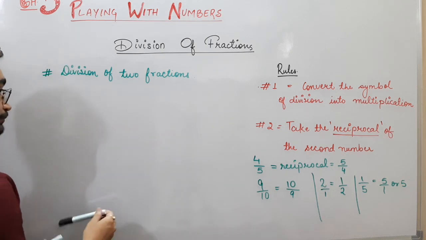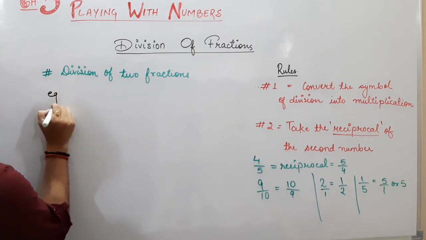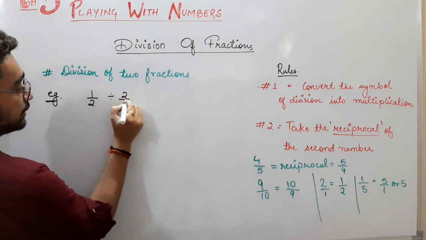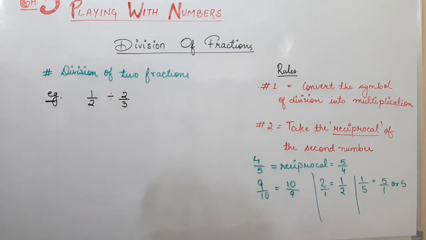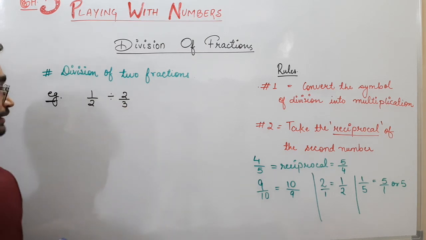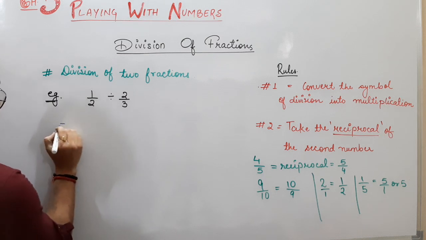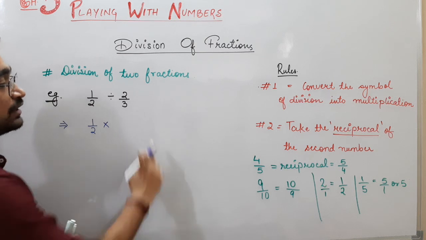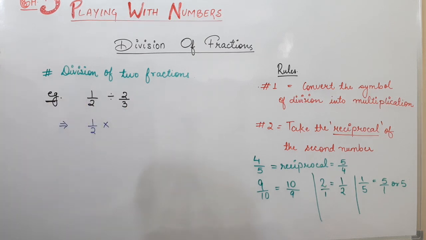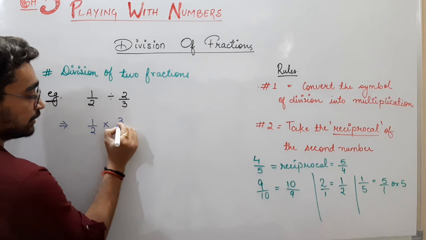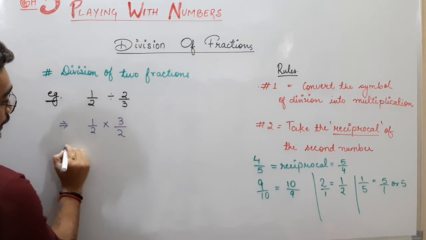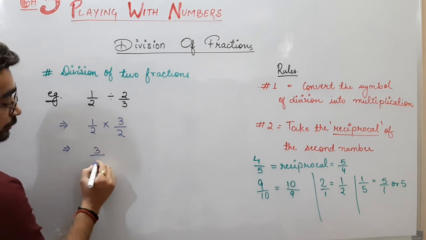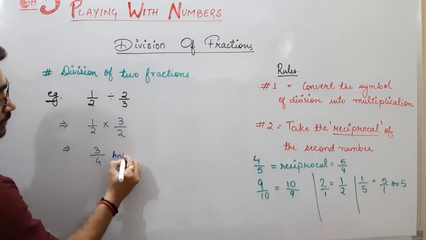Example, 1 by 2 divided by 2 by 3. Same steps. 1 by 2, the division will be converted into multiplication with the reciprocal of this. Reciprocal of 2 by 3 will become 3 by 2. Now the product of numerators, 3 into 1, is 3, and the product of denominators, 2 twos are 4. This will be my answer.